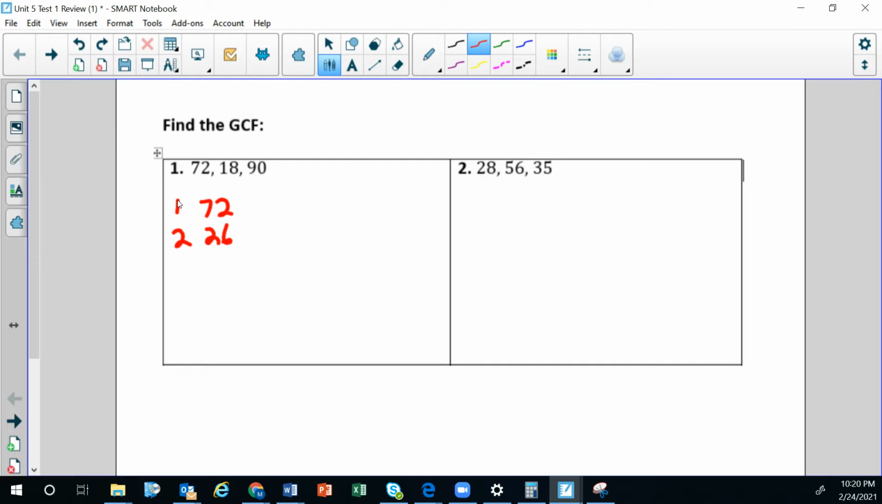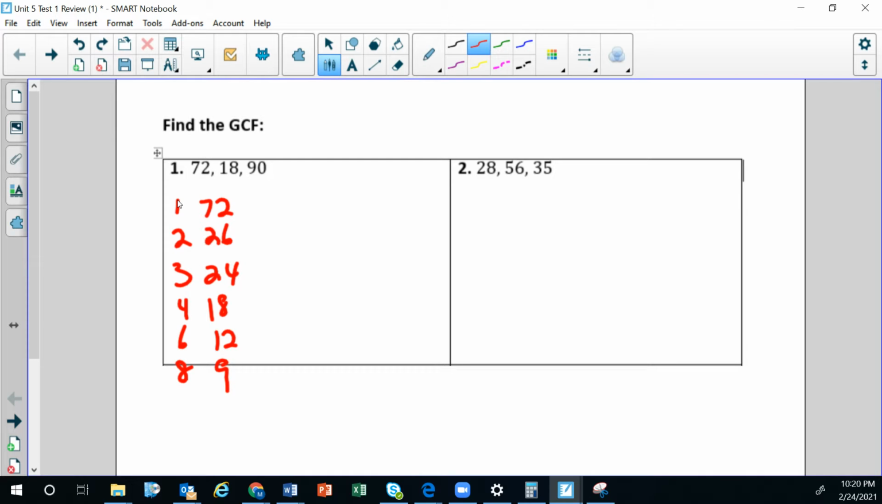3 and 24. Again, on a test, use a calculator and divide, right? Divide 72 by 2, 72 by 3. That's how you're going to do it, it's easier for you to find the factors that way. 4 and 18, 6 and 12, and 8 and 9. Okay, so those are all the factors.